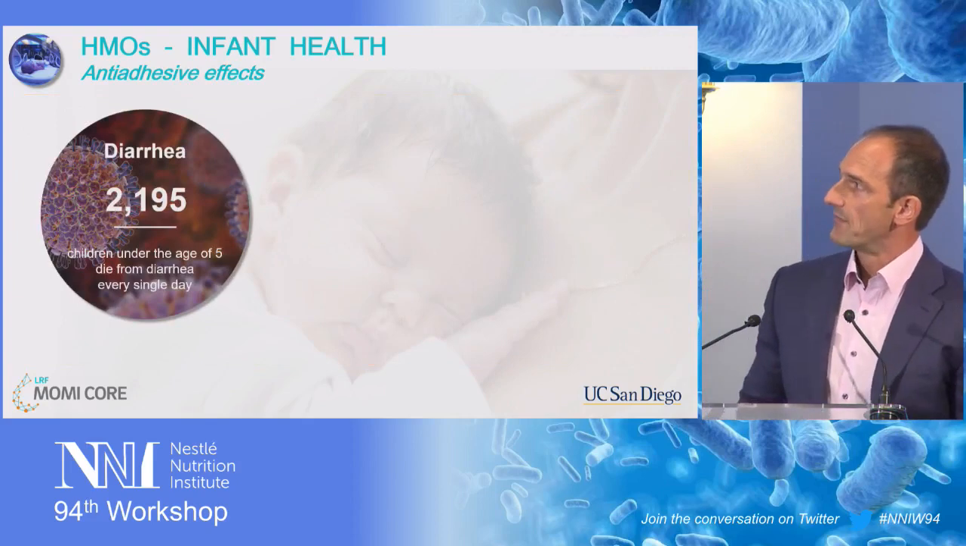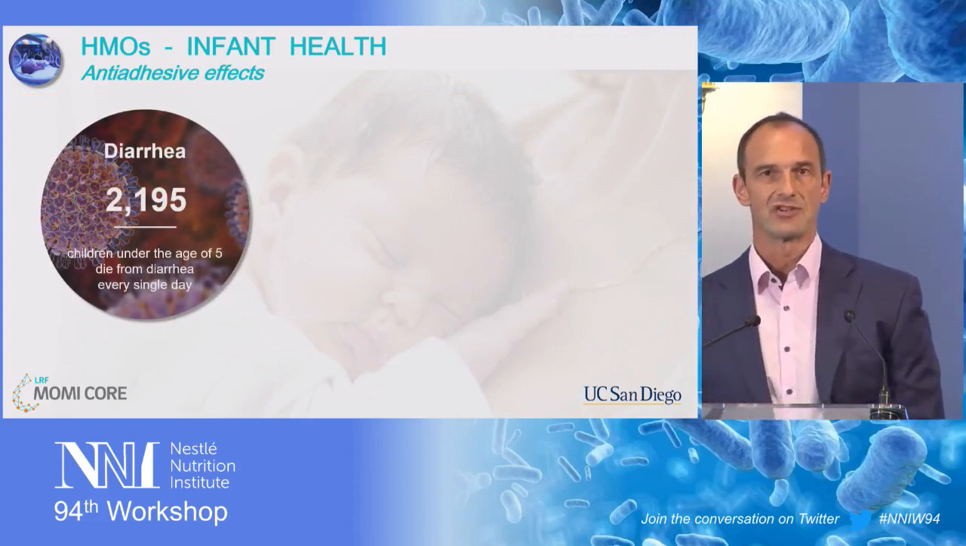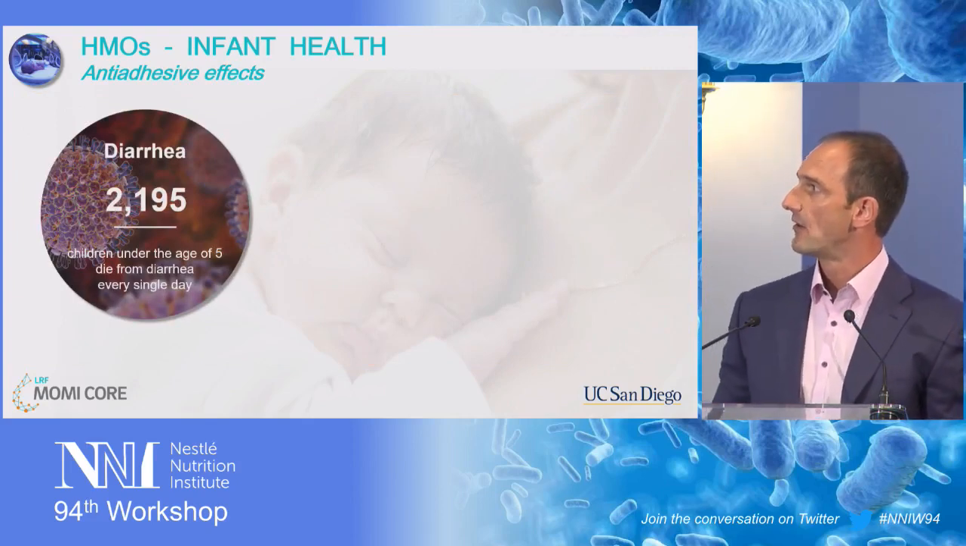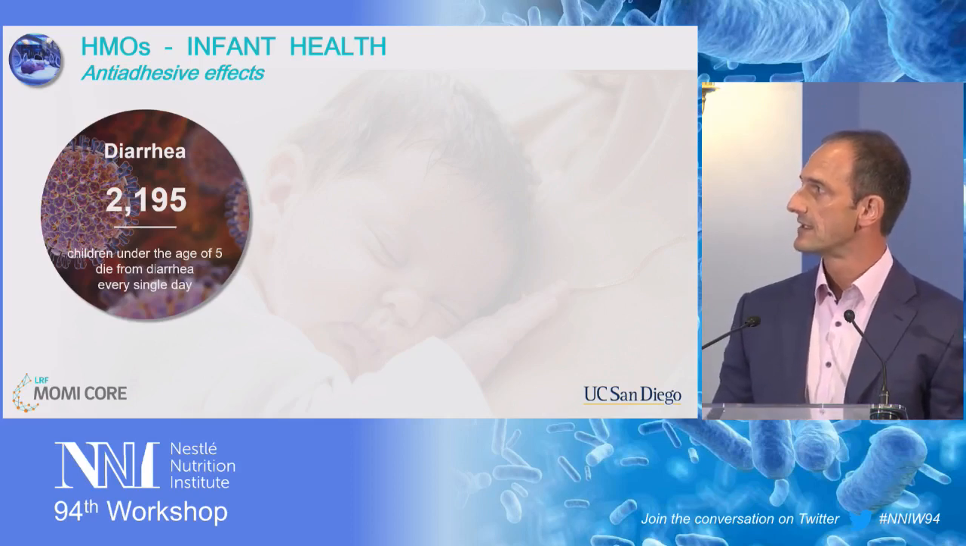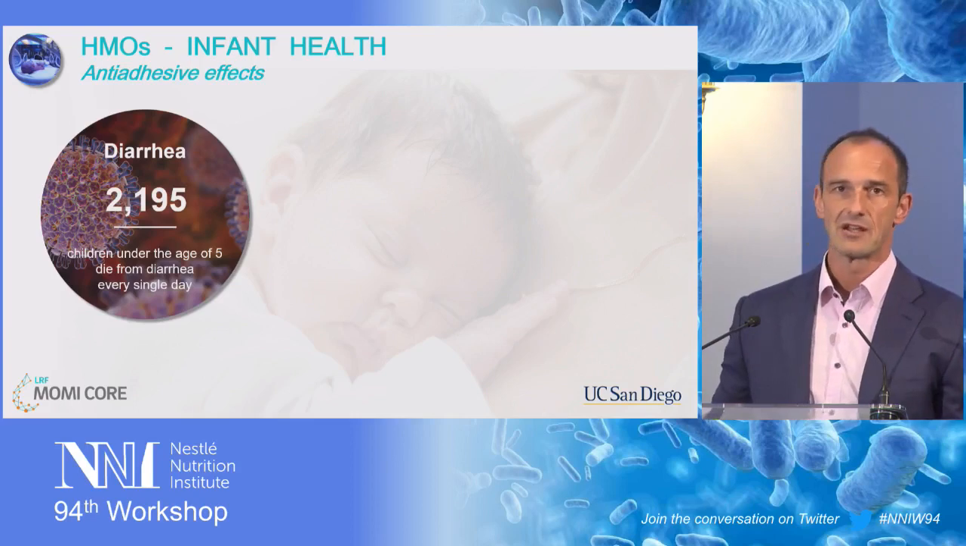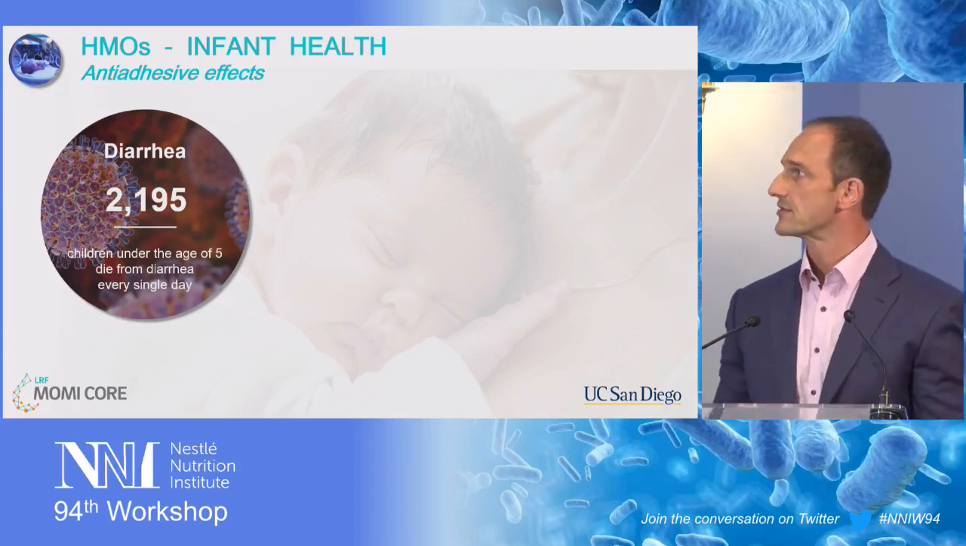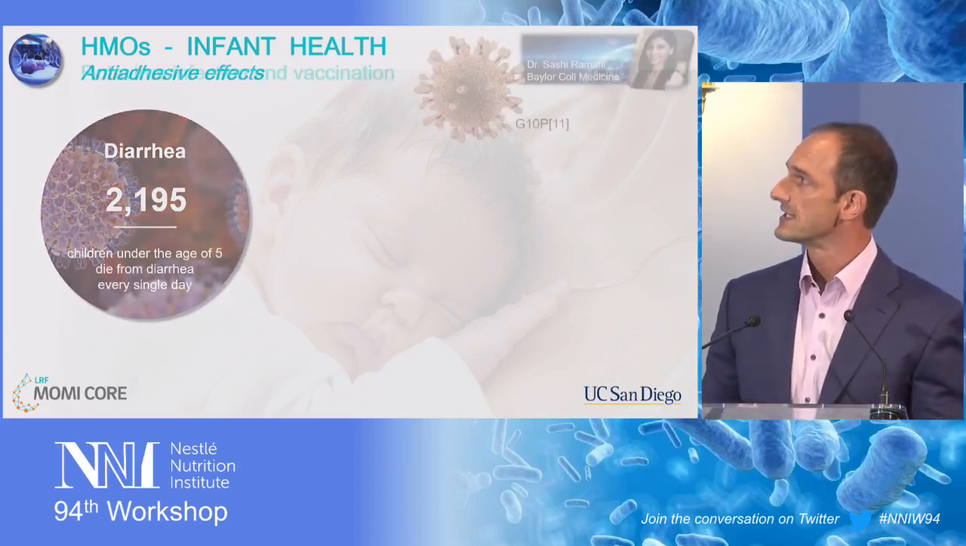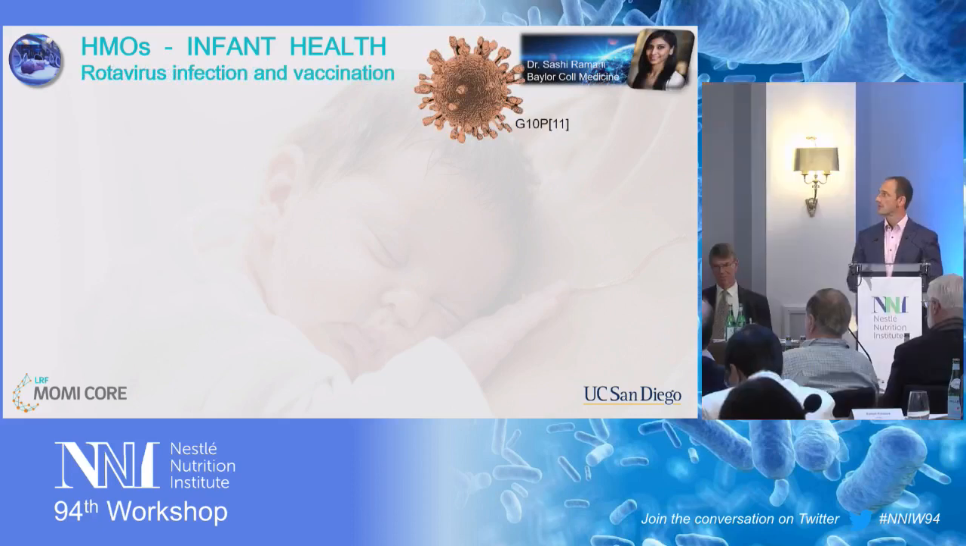So that's one example. And you see here diarrhea is a major problem, 2,200 deaths almost per day, every single day, children under the age of 5. EPEC is not the most common pathogen for that. Rotavirus is one of the major causes for that. So we looked at rotavirus infection as well.